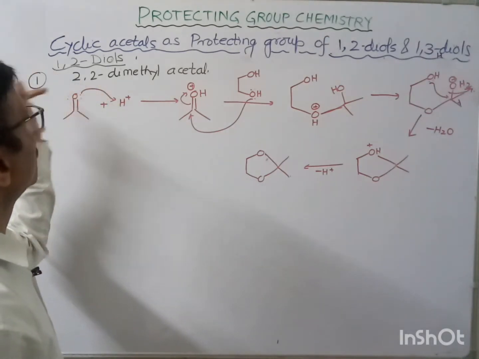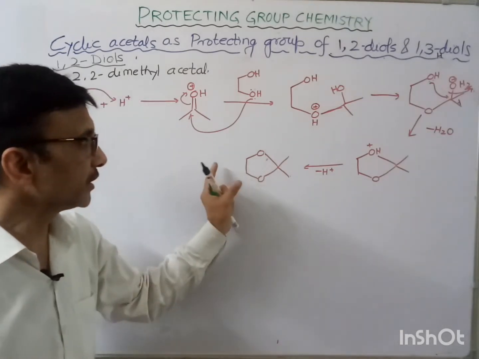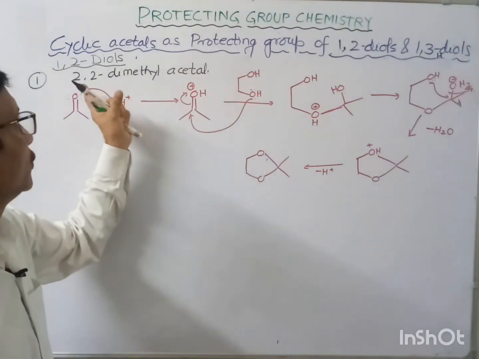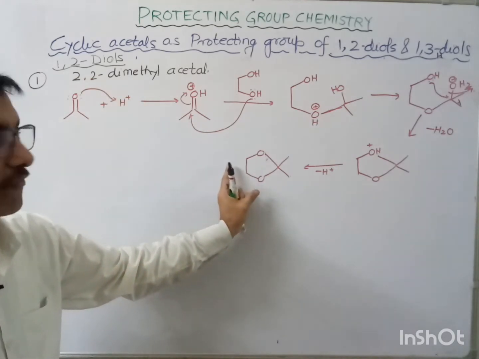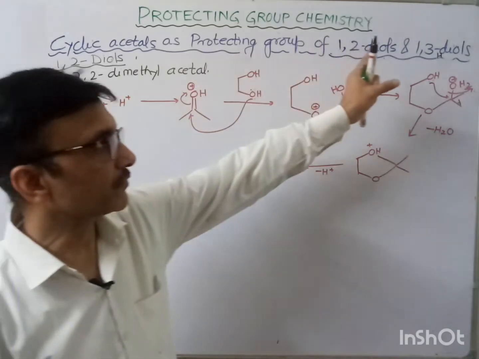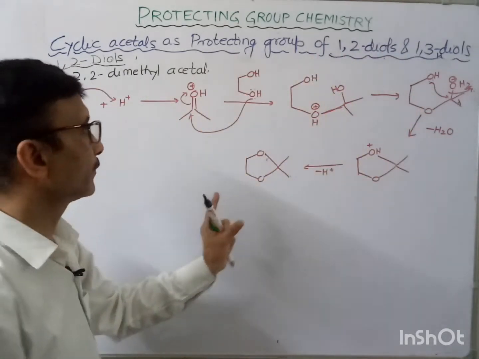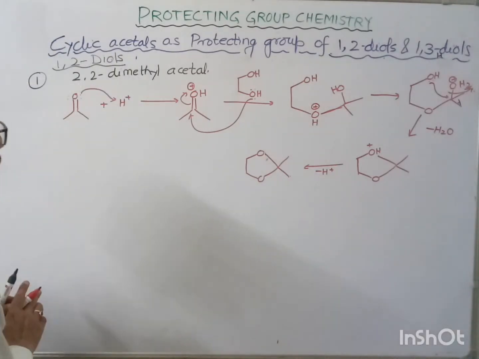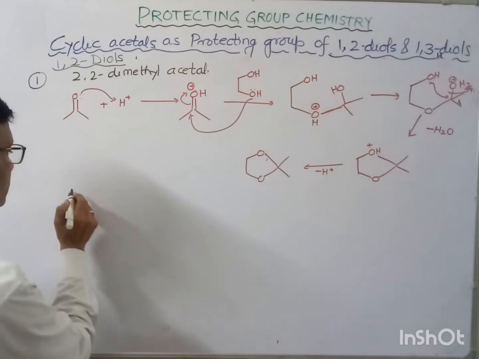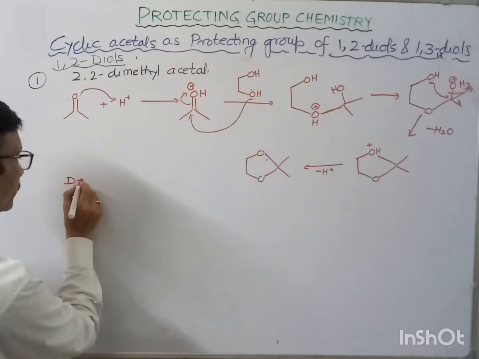So 1,2-diol after protection forms a 5-member ring. That you should remember. 1,2-diols after protection form a 5-member ring. Okay, and 1,3-diols after protection form a cyclic 6-member ring. So this is the method of protection. Now let's see its deprotection.